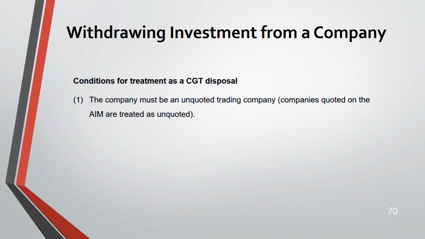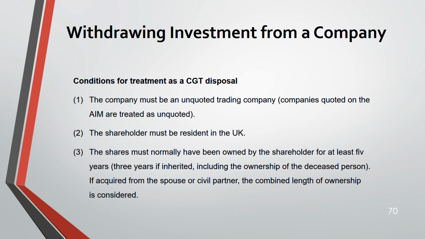First condition: the company must be an unquoted trading company. Companies quoted on AIM are treated as unquoted. Second, the shareholder must be resident in the UK. Third, the shares must be owned by the shareholder for at least 5 years.